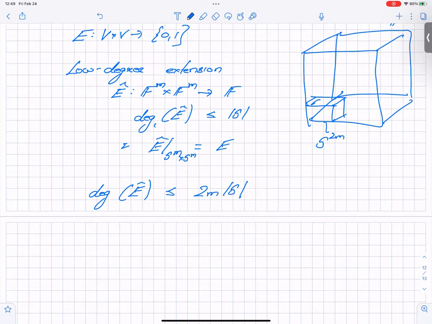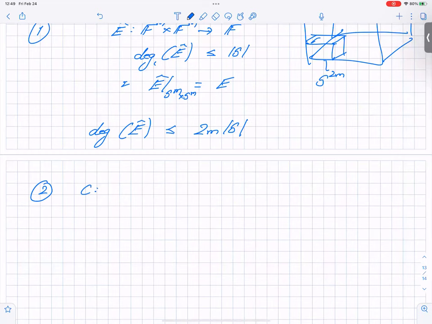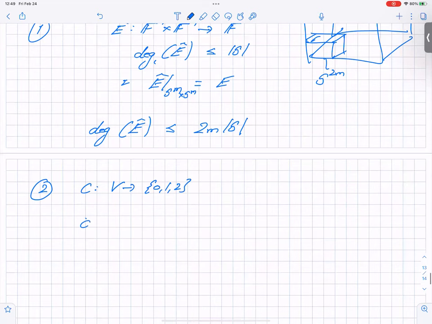Now, if this is happening for the edges, the same thing applies to the coloring, which was on the vertices. So let's assume 0, 1, and 2 are elements in the field. You can do exactly the same thing. This is C hat. You are given this, which is basically on S to the m.